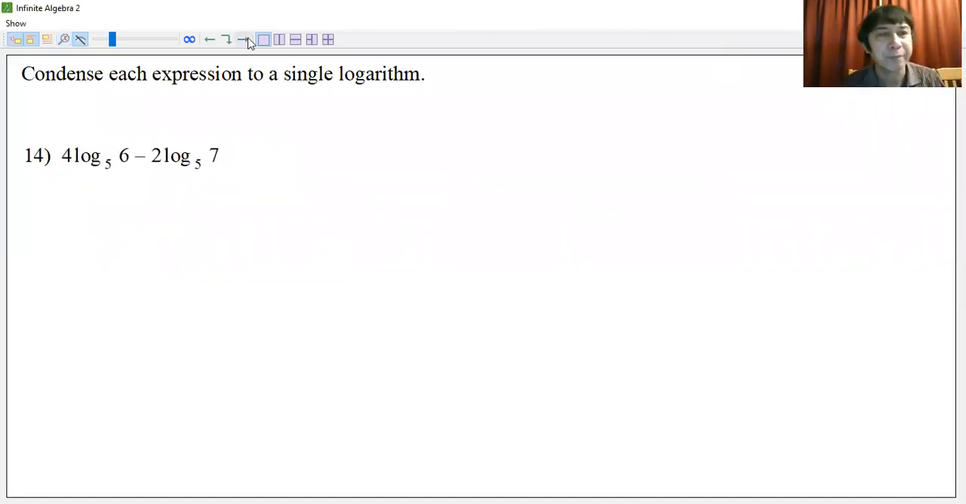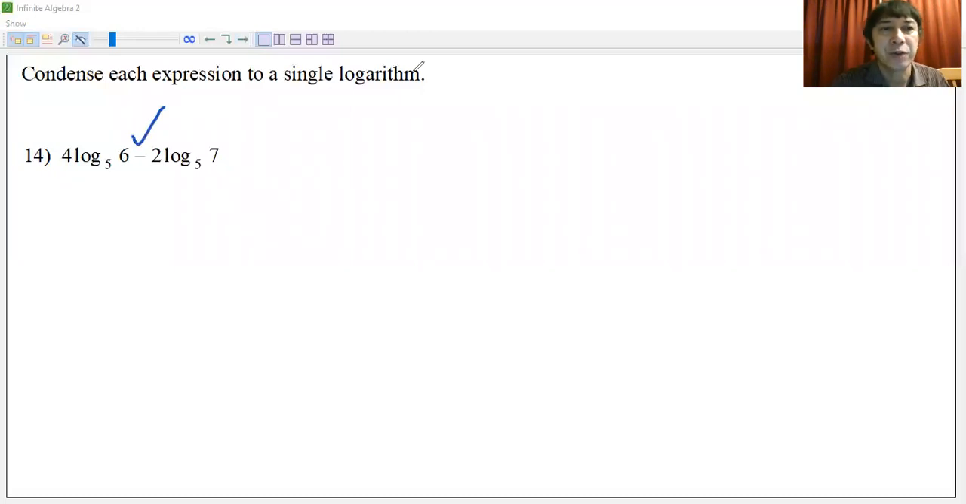Here's number 14. An indication of a minus means this must be a ratio. 4 times logarithm of 6 base 5 minus 2 times logarithm of 7 base 5. So we know what to do when it's a minus.